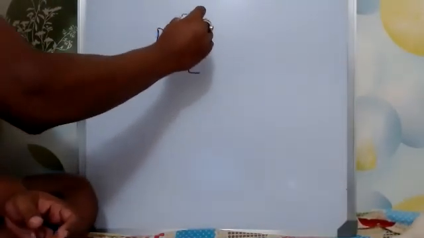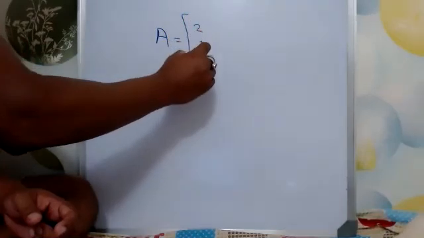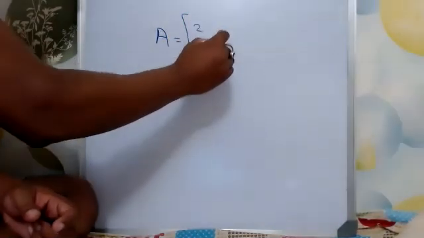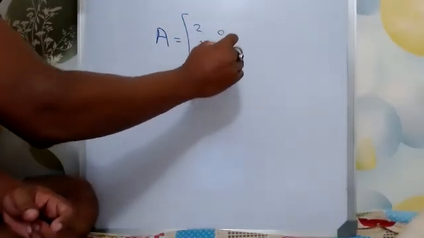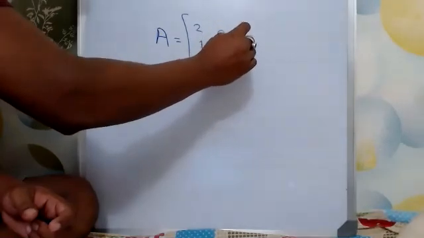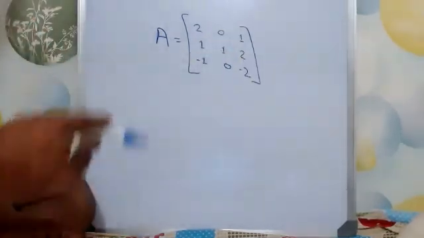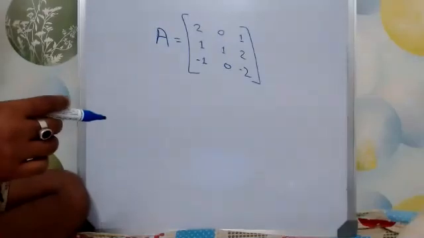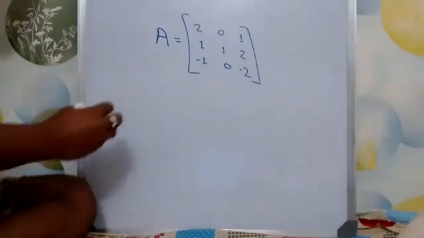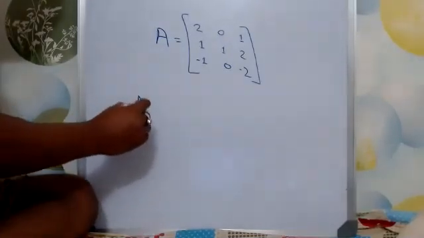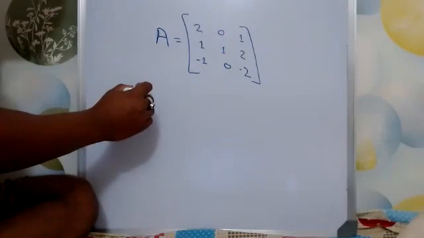Let A be a matrix which is [2, 1, -1; 0, 1, 0; 1, 2, -2]. This is the matrix A. Get me A to the power 50.